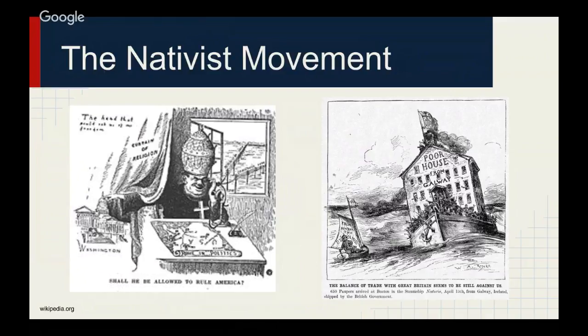Still, the nativist movement sprang up in response. The nativist movement is exactly what it sounds like. It's a group of individuals who were native born to a country being opposed to those who are emigrating here, regardless of the reason that they are coming here.